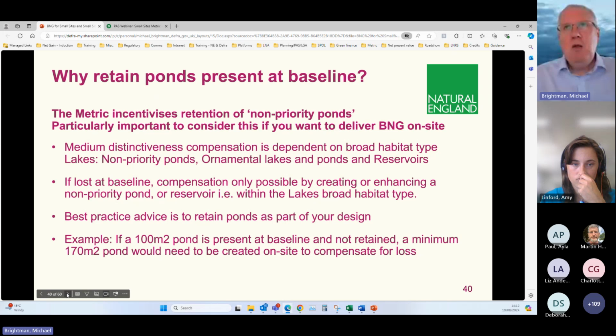The only other habitat types are ornamental lakes, which are low distinctiveness, so can't be used to compensate for non-priority ponds, and reservoirs, highly unlikely that you'd be compensating with a reservoir. So for a non-priority pond, compensation is only possible by creating and enhancing non-priority pond. And if you do lose a 100 square metre pond from baseline, compensation would be a pond of at least 170 square metres.